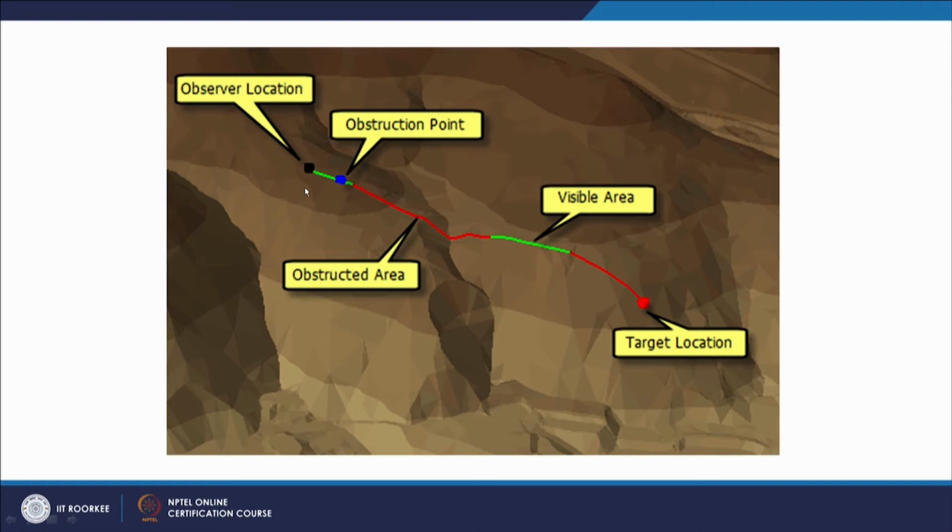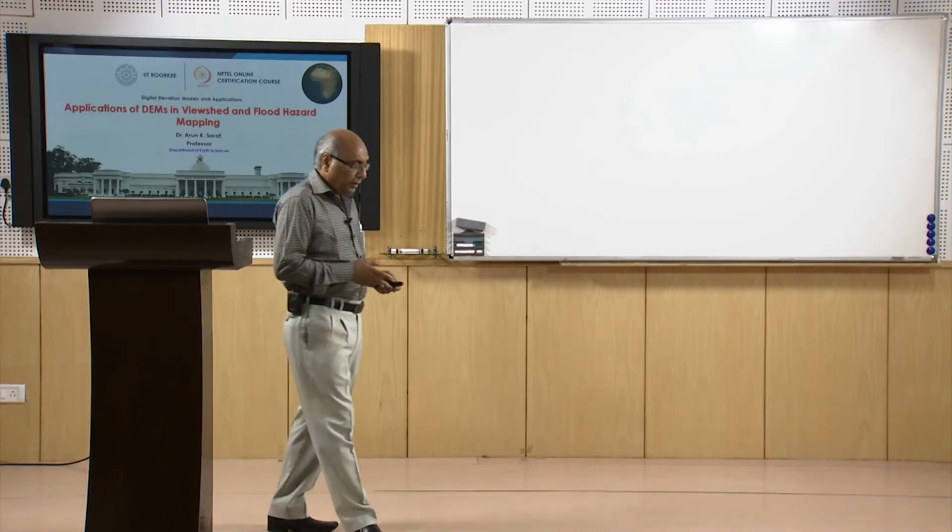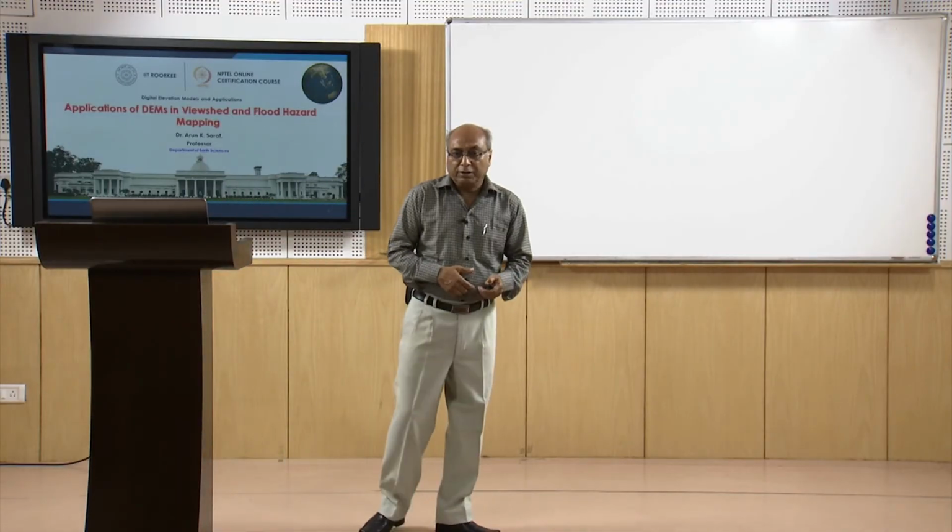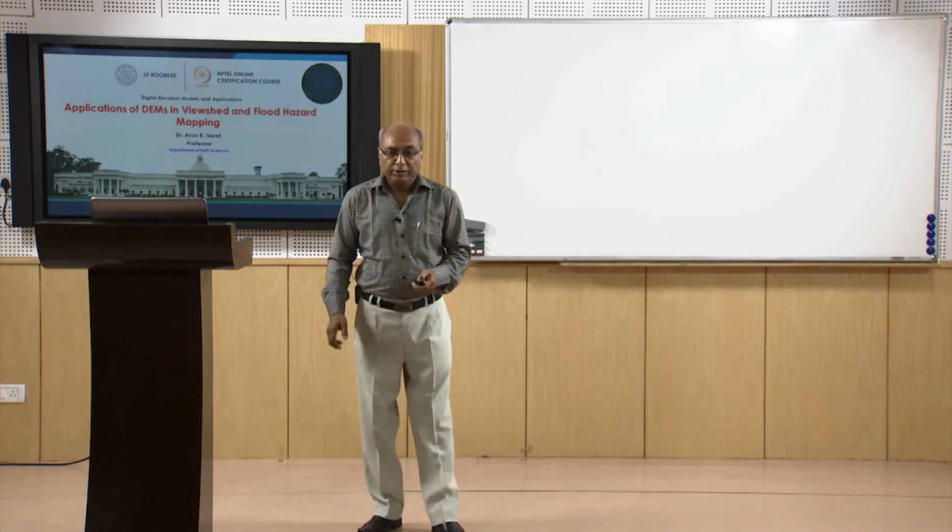Again along a line, this is an example from a digital elevation model or a TIN, triangulated irregular network, on which we can also perform the same viewshed analysis. This is the example here: this is the observer location, this is the target location. The part that is visible is given in green color, and the part that is not visible is given in red color. So, the input can be either your digital elevation model, that is raster, or a TIN.